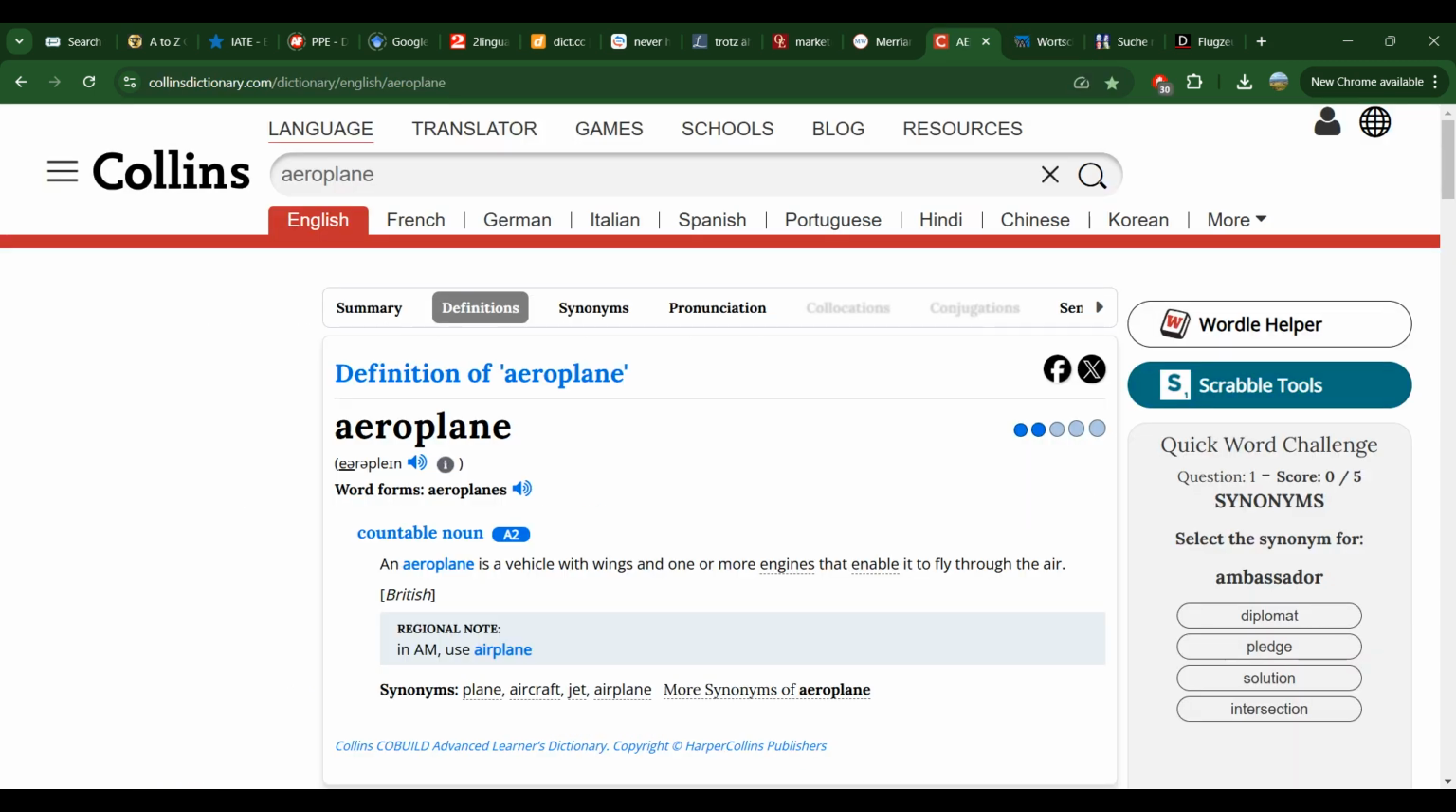Collins has always been my first love when it comes to dictionaries. When I first started my translation degree, I got a huge German to English Collins dictionary from my parents.